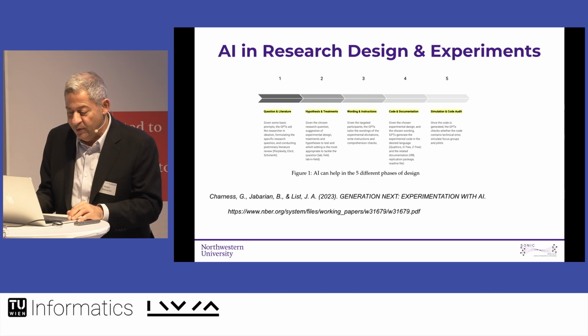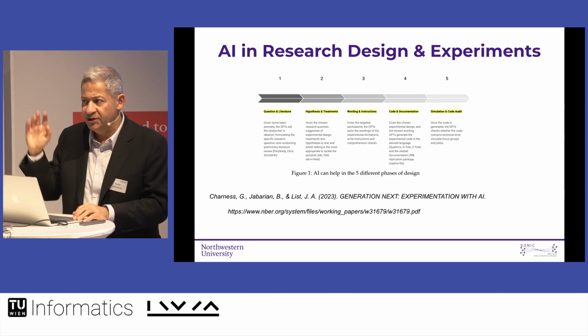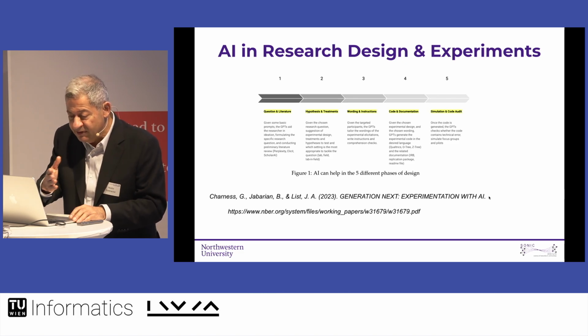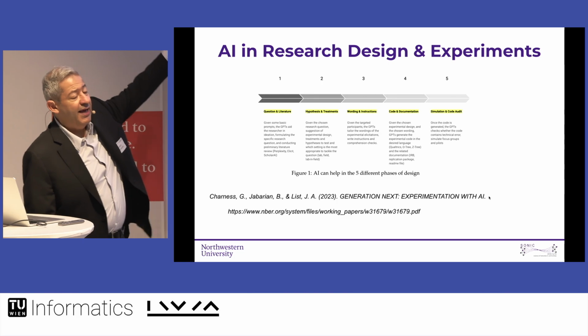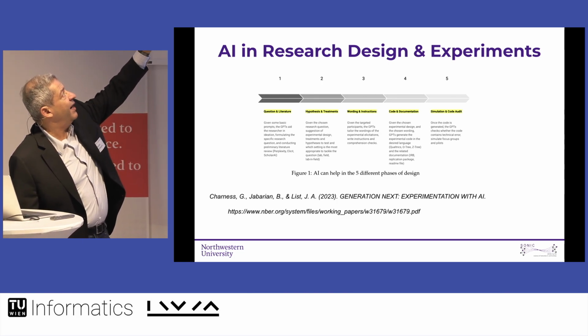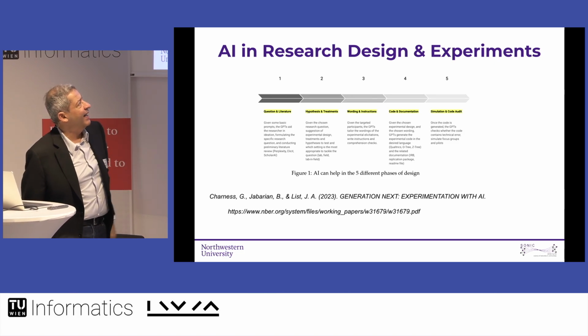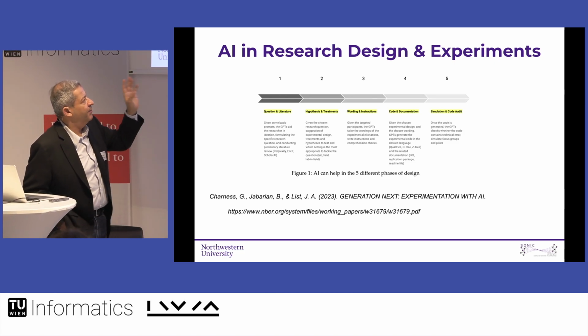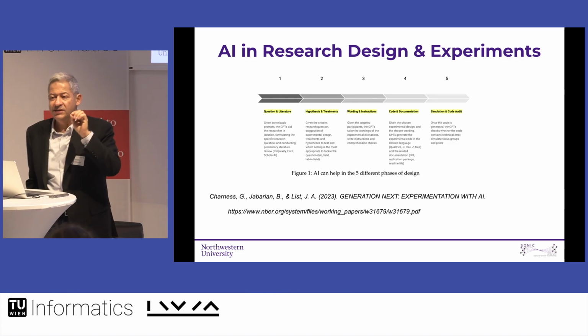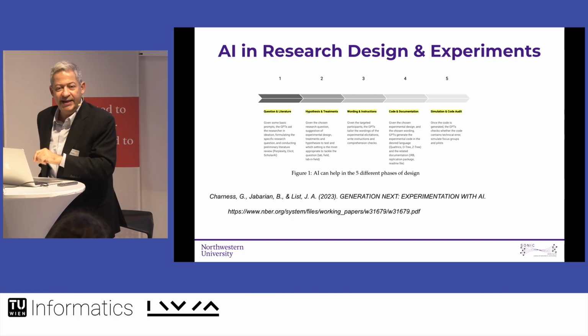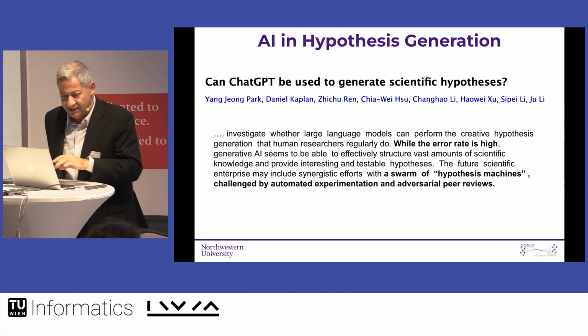There's an article in the National Bureau of Economic Research, which is one of the most prestigious publishing outlets. It has a stage model where you can look to AI for questions in literature, for hypotheses, for wording and instructions, for code and documentation, and for simulation and code audit. It's a very long article, but it talks in detail about ways in which Gen AI can contribute at each stage of the scientific process.